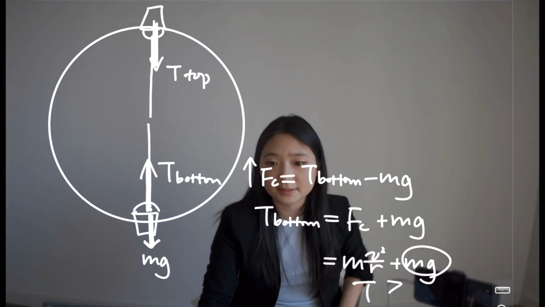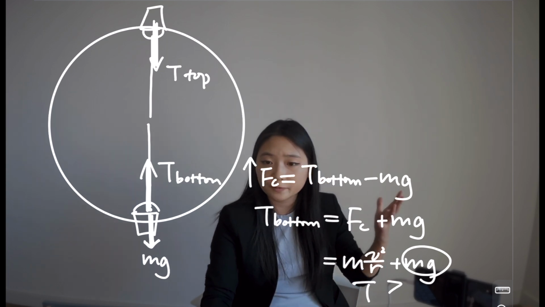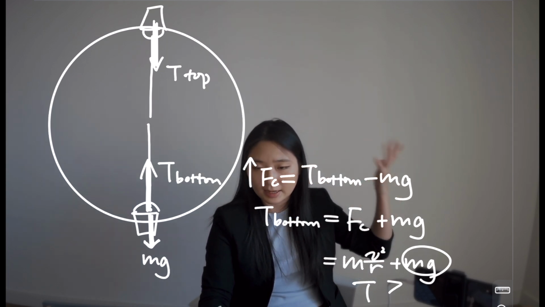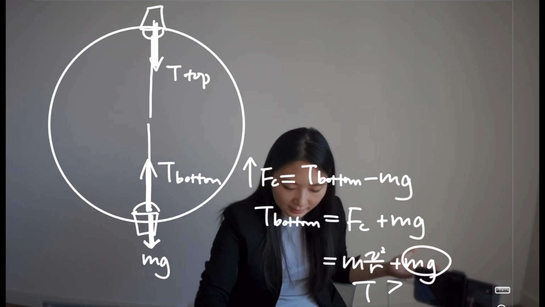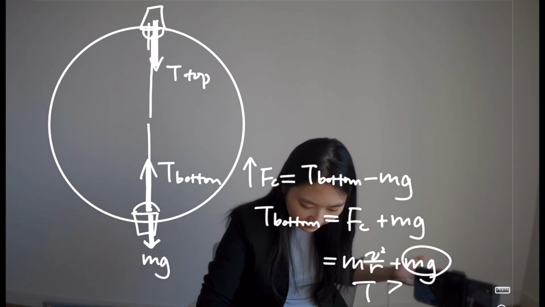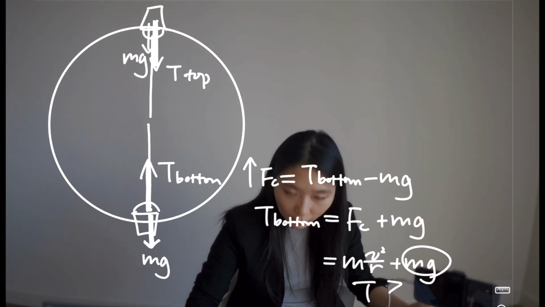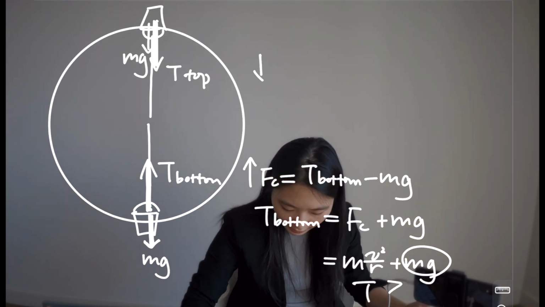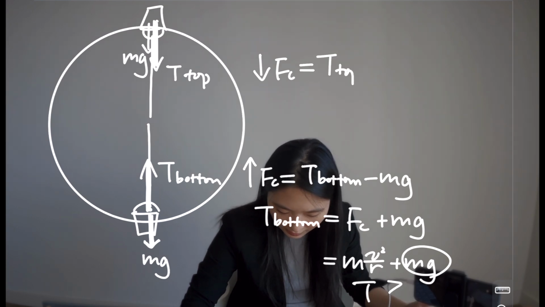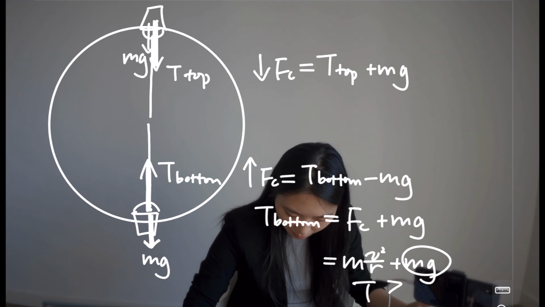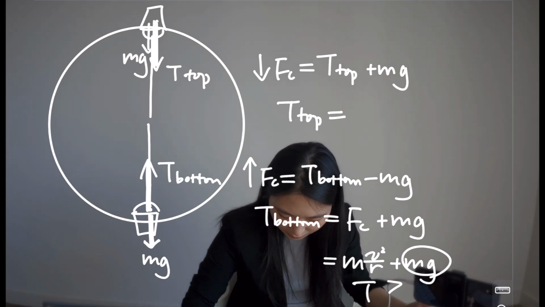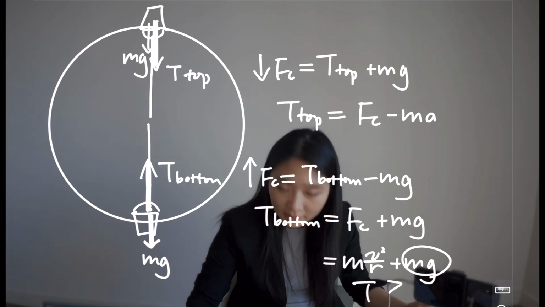I'm going to label as T top, which means it's the tension force applied on a bucket when the bucket is at the very top of the circular path. At the same time, the gravitational force of the bucket also points down. Well, we know that, again, centripetal force points to the center, which is downward here. So Fc would be equal to T top plus mg. So it's pretty obvious that T top would be equal to Fc minus mg.